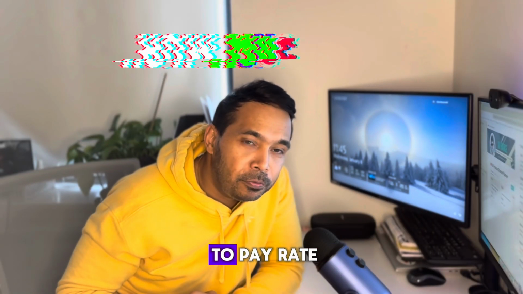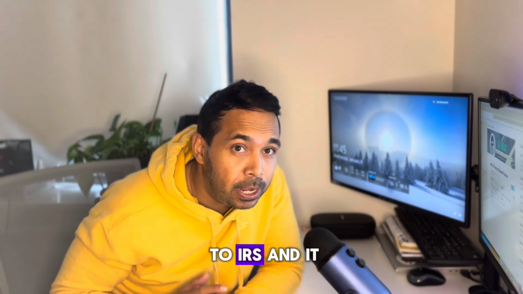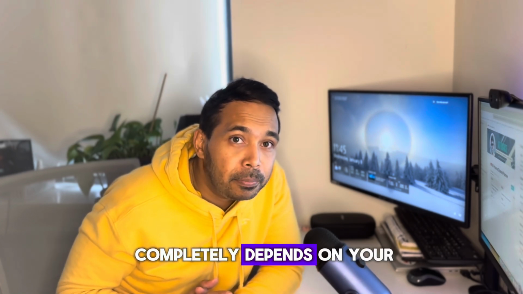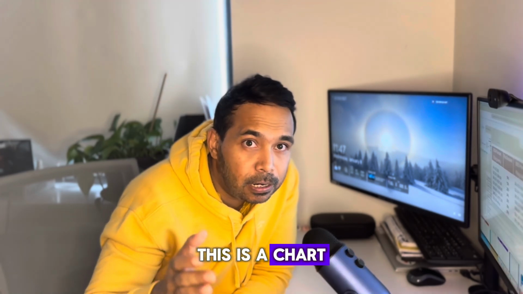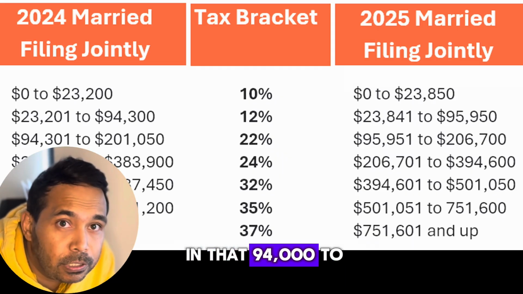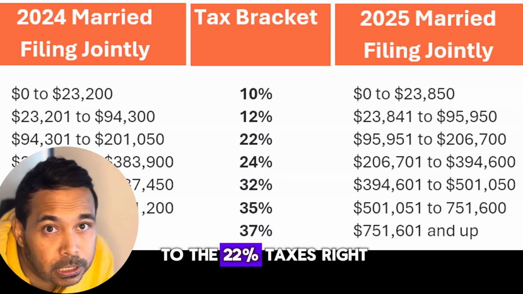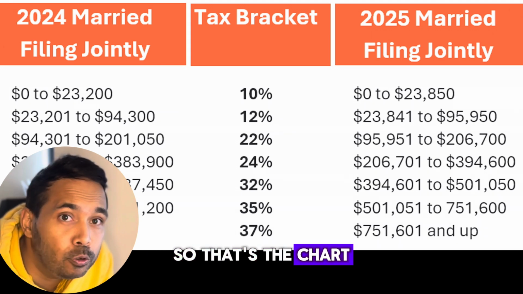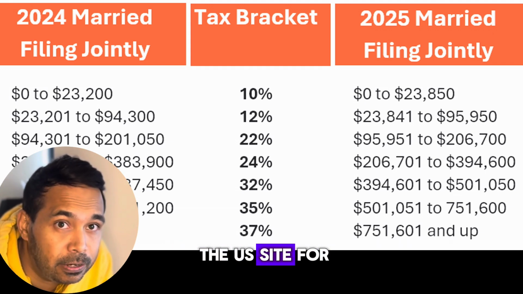Now, how much do you have to pay? That is a good question to ask. How much you owe to the IRS completely depends on where you land in your tax bracket. This is a chart for last year. If you are in that $94,000 to $200,000-plus bracket, then you are subject to 22% taxes. You can find the latest one on the IRS site, but this is what I have gathered from the IRS site.